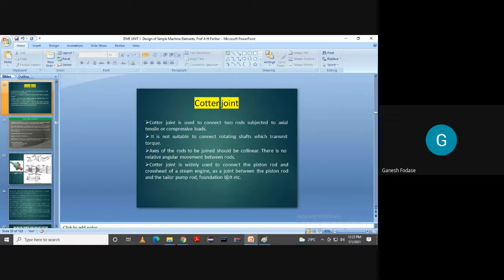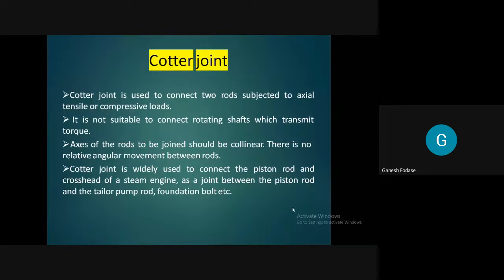So quarter joint, what is quarter joint basically? I'm just going to discuss. Okay, just we'll discuss theory first. Am I audible? Yes, sir.